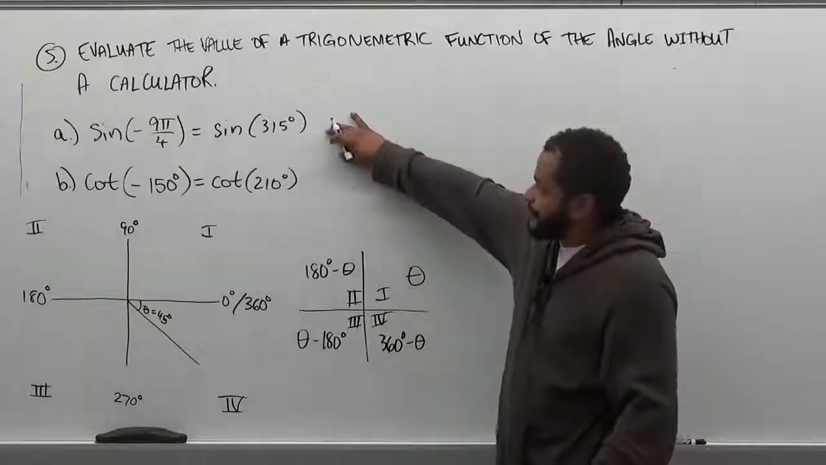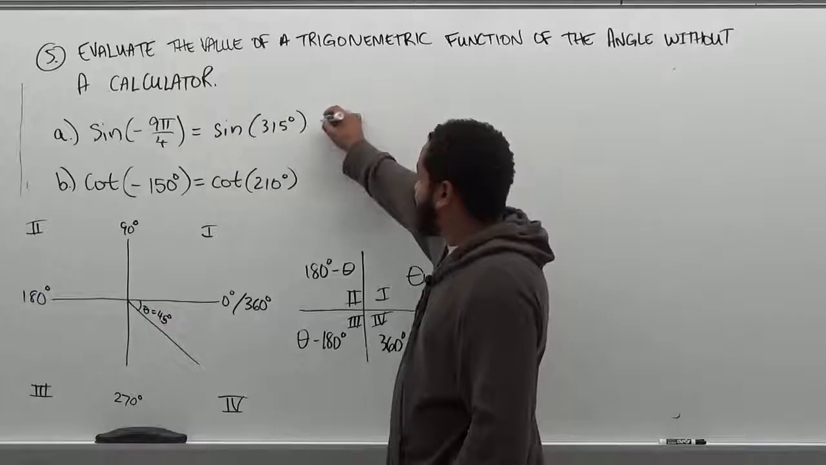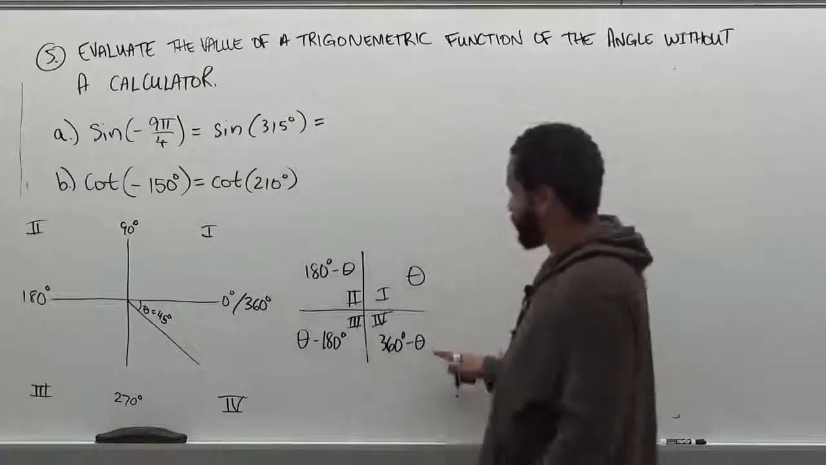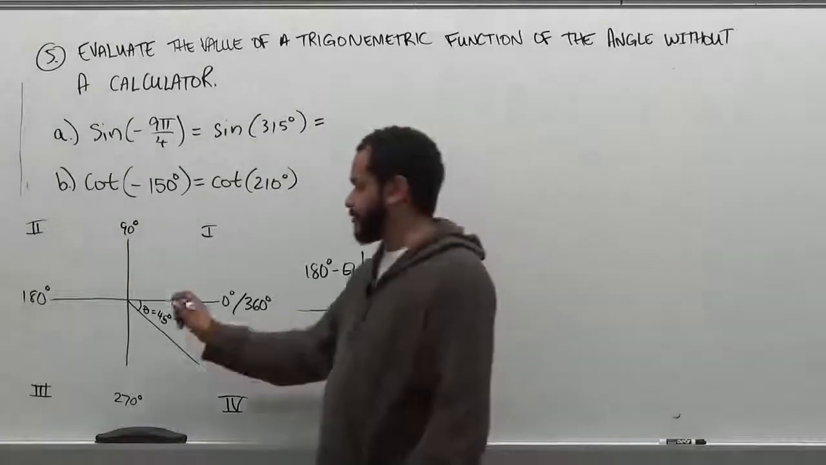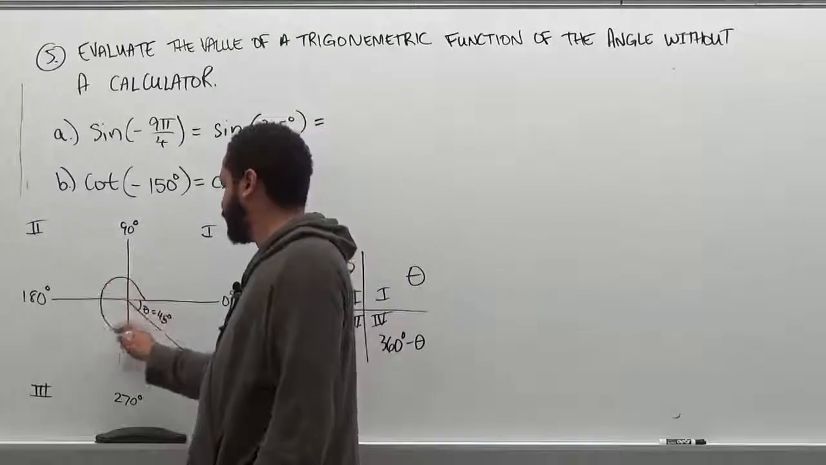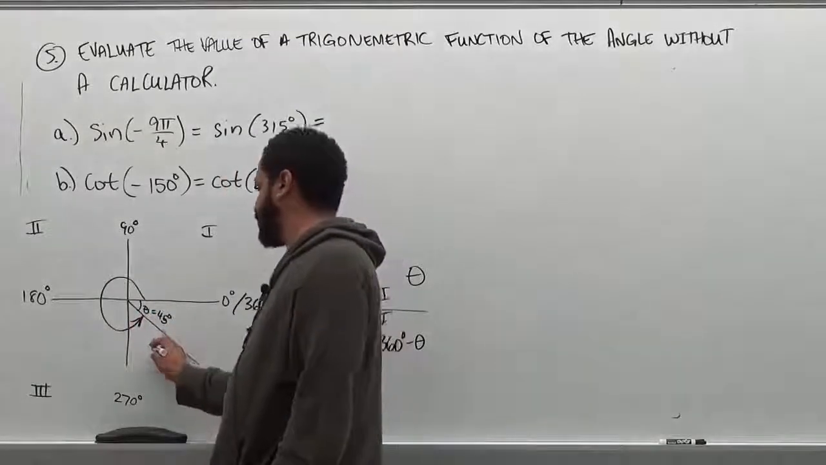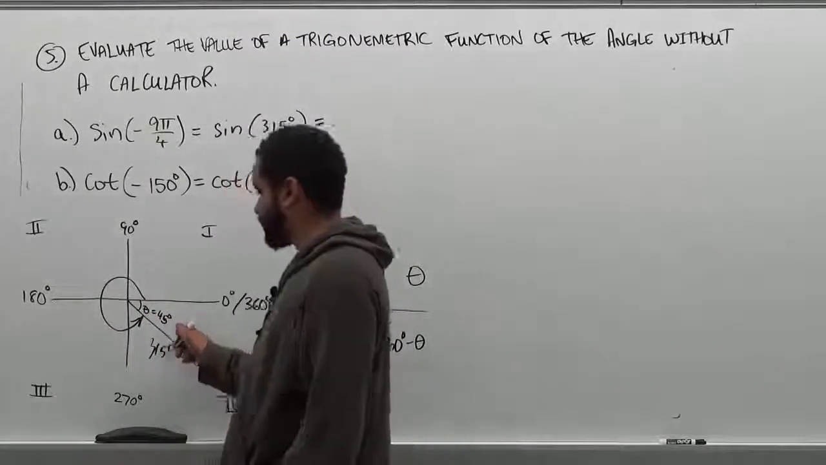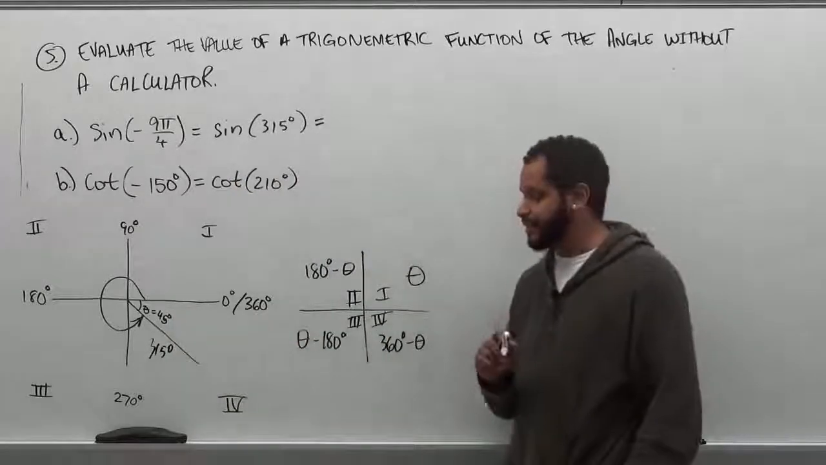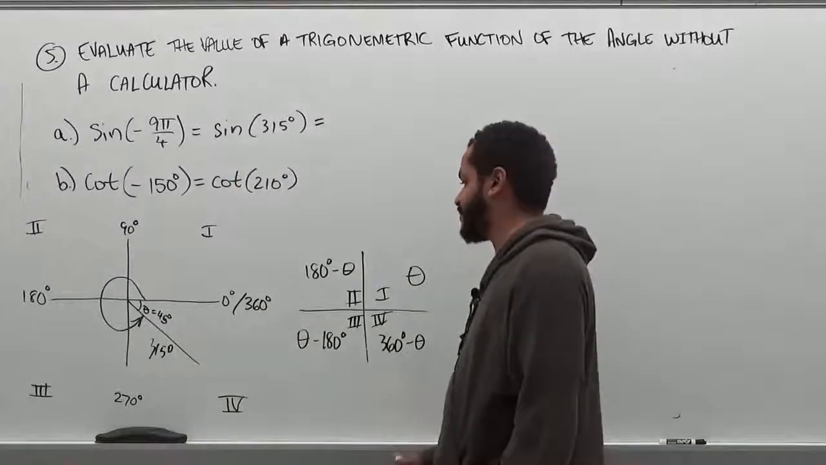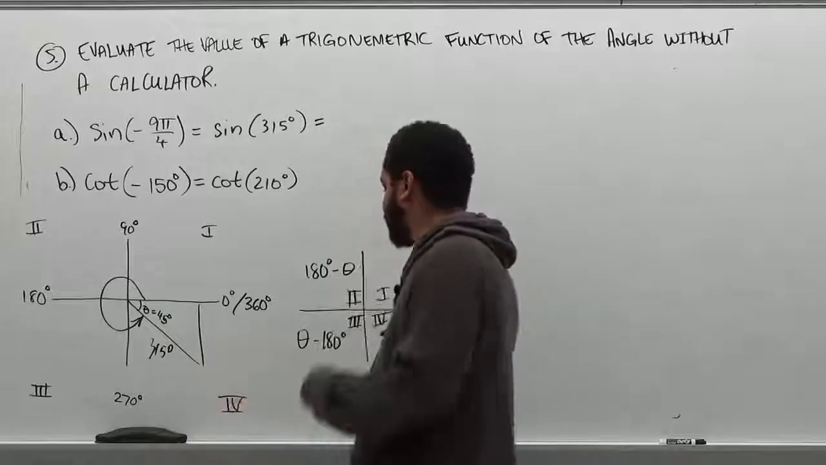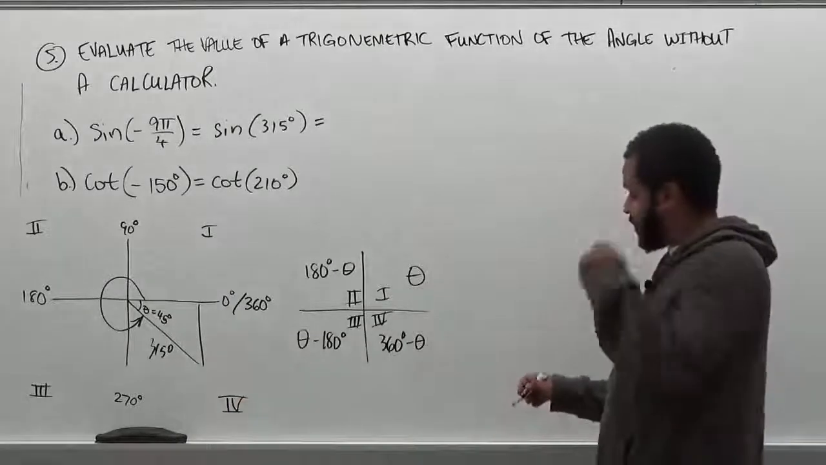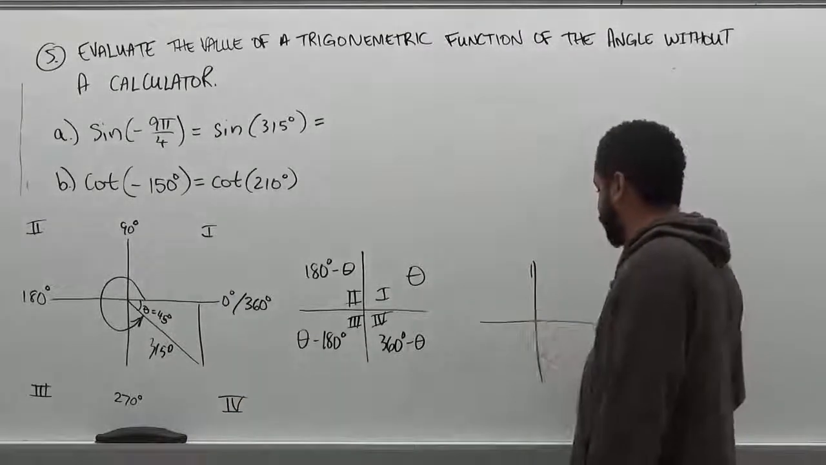So for sine of 315 degrees, we know we land in this quadrant because we're in the fourth quadrant after we go all the way around, right? So this is 315 degrees, and this is 45. They both add up to 360. That tells us one thing: we're in the right place. The second component of this is to determine the sign of sine in the fourth quadrant.